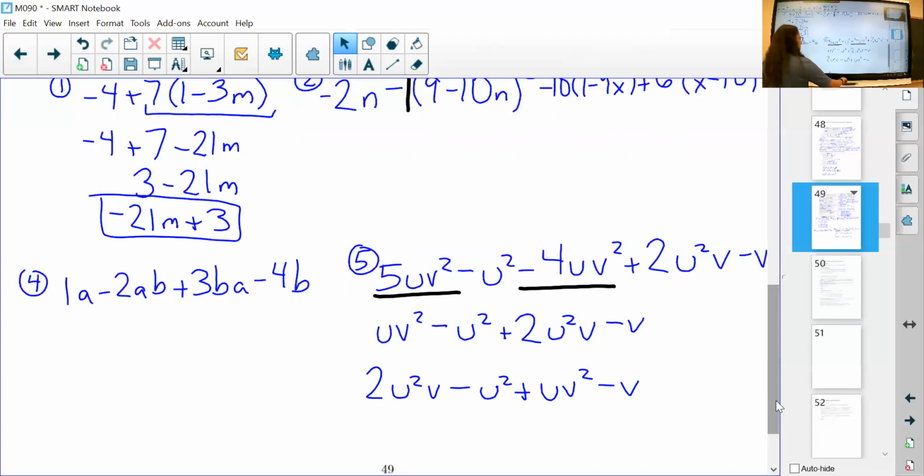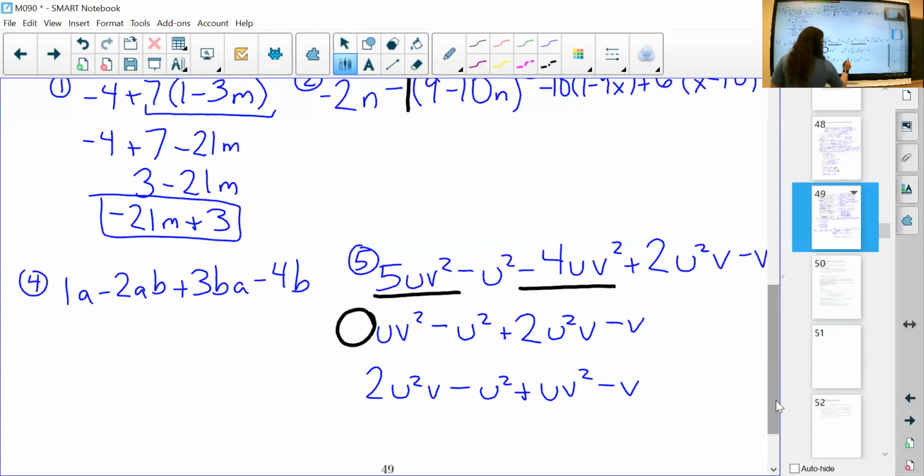One question that I have for you is I didn't have a sign in front of here. How did I know to use a plus sign? So pause it, think about it. It's similar to what we did here. We had 3 minus 21m, and we switched it around. Basically, if we don't have a sign in front of something, it's a positive sign. So when we move it around, we can tack on that plus sign.